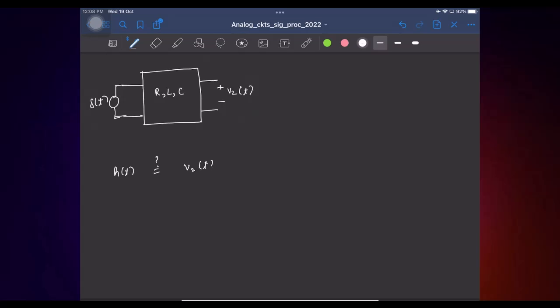Okay. So, what are the units of this, V2 of t? What is the unit of impulse response? Volt second. What other units?